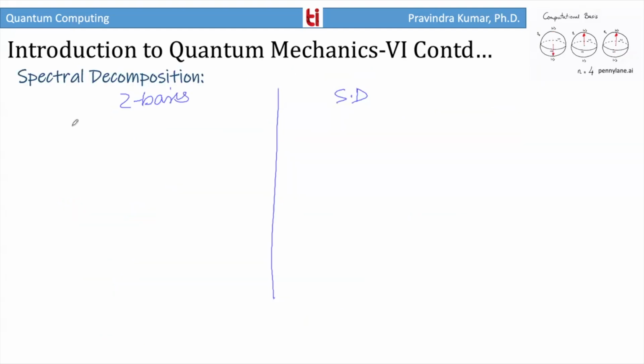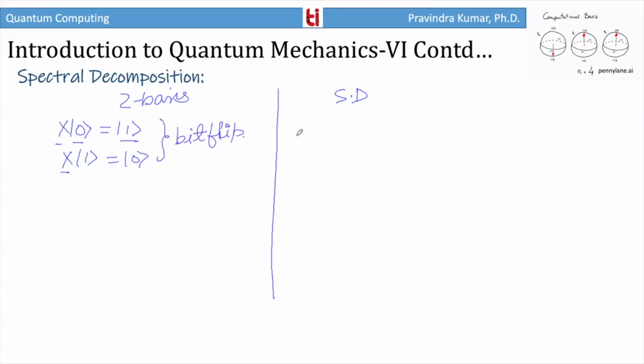In the Z basis, if I apply the Pauli X matrix on ket 0, it will flip the qubit. That means if I apply the X gate or Pauli X matrix on ket 0, I get ket 1. And if I apply Pauli X on ket 1, it will be ket 0. So it behaves like a bit flip.